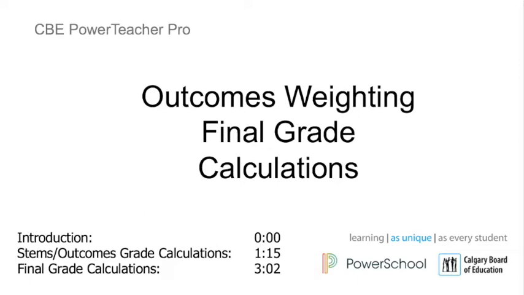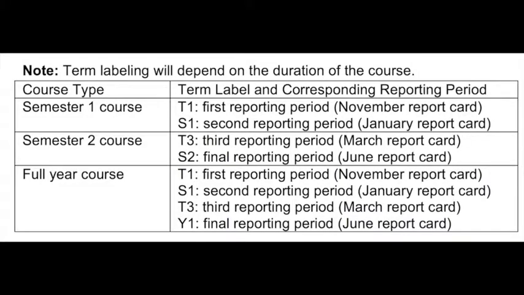This video will show you how to set up final grade calculations using outcomes weighting in PowerTeacher Pro. High school teachers must define the final grade calculations for each class they teach. A final grade calculation must be set up for each reporting term. That is, both T1 and S1 calculations must be set up for a Semester 1 course.